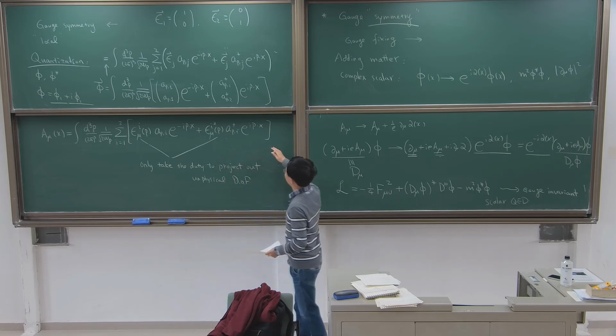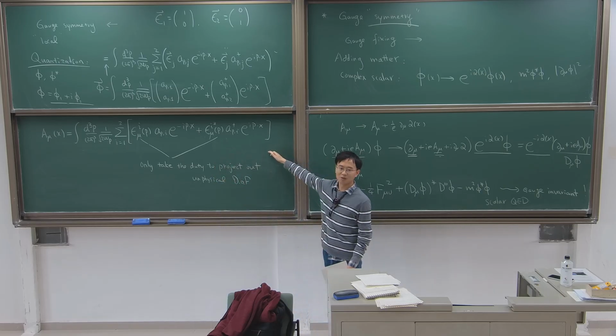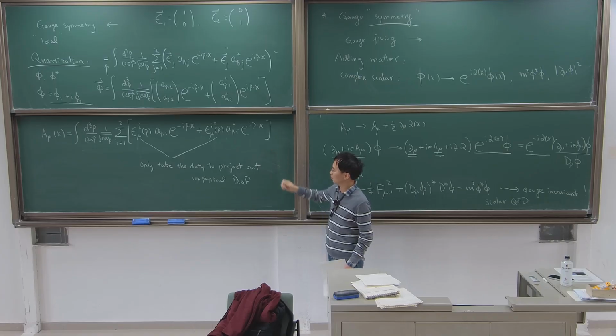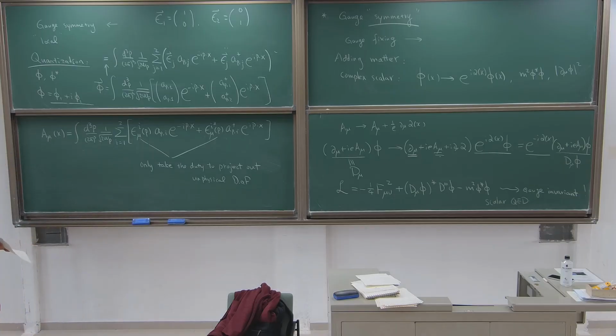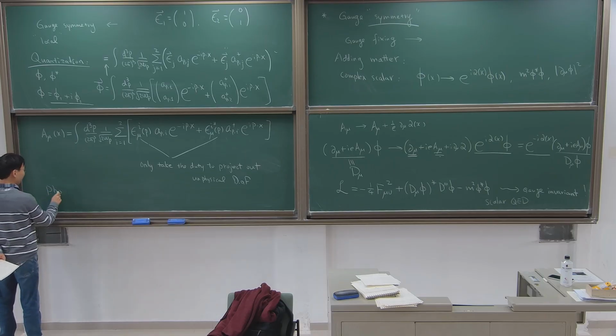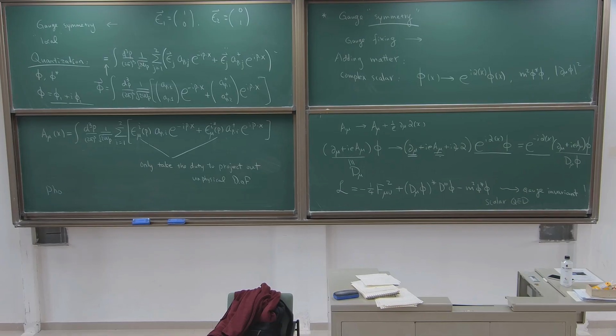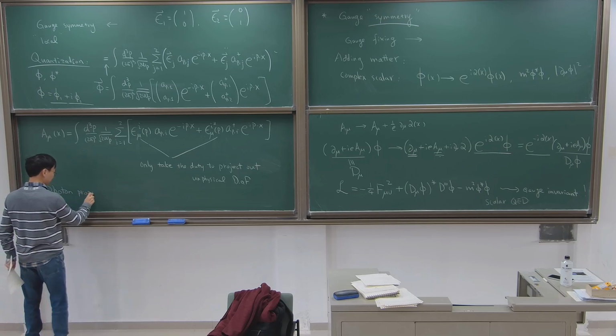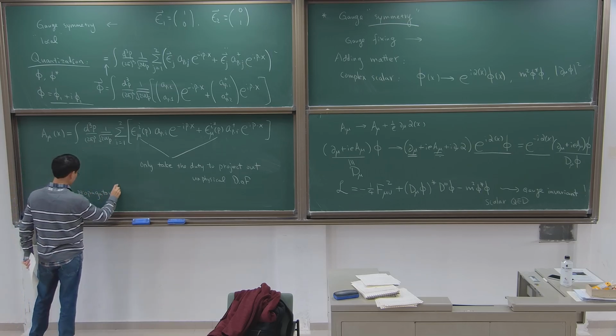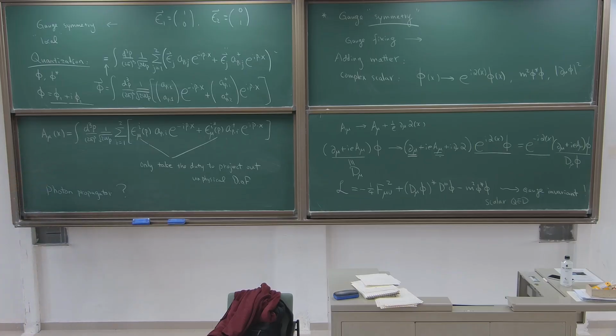But some of you may not be satisfied by only knowing this one. This is good, but it's not enough. For instance, if I want to compute some Feynman diagram associated with the photon, then it's better to know the photon propagator. So the next question you might ask is, this doesn't tell you what the photon propagator is. So what is the photon propagator? This is the next question.